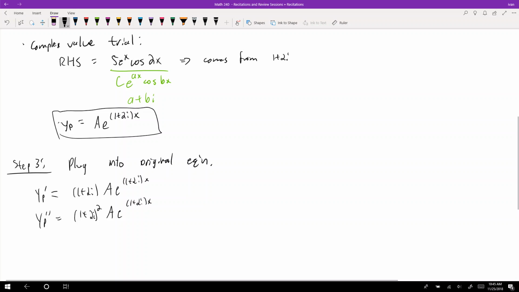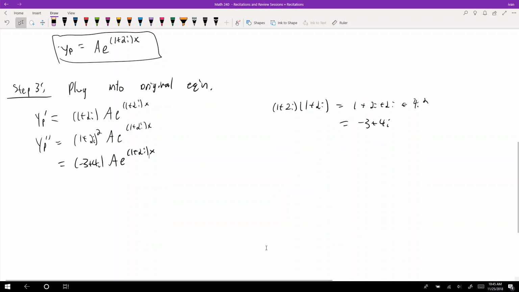Okay, and then a little bit of side work. You see that 1 plus 2i squared is 1 plus 2i plus 2i plus 4i squared. And so this is really negative 3 plus 4i, times a e to the 1 plus 2i x. And there we go, we have yp prime and yp double prime.